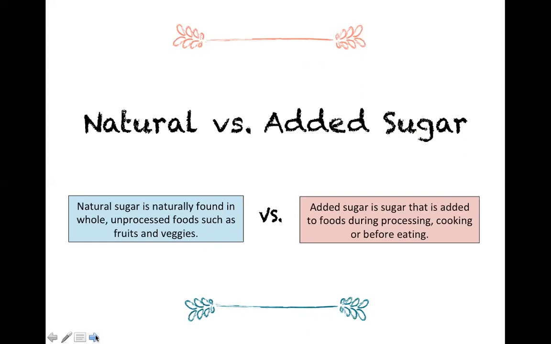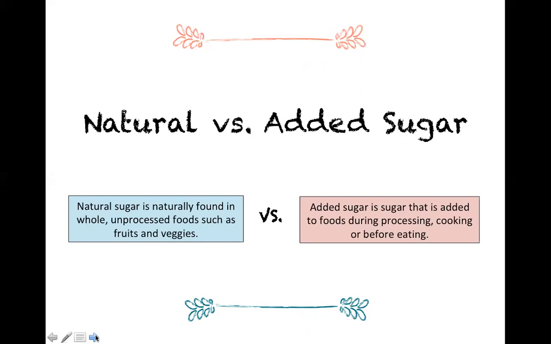So that's not the kind of sugar that we are seeking to limit with our challenge, because it comes along with all the vitamins, minerals, and fiber from the fruit or the vegetable. On the other hand, we define added sugar as the type that is added to foods during processing, cooking, or before eating. This can come in many forms and be added for many different reasons.